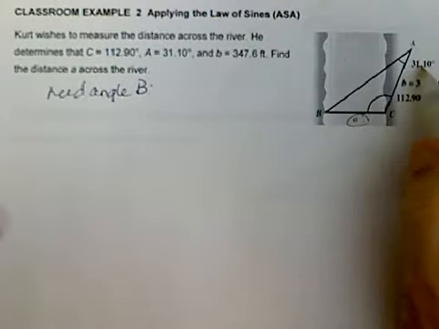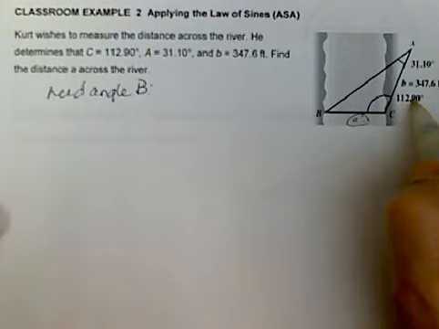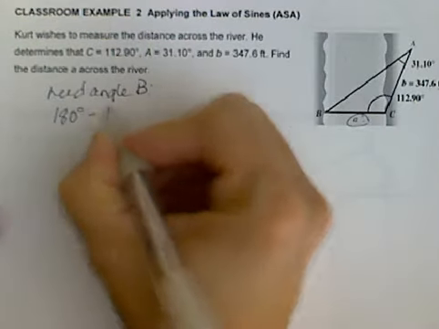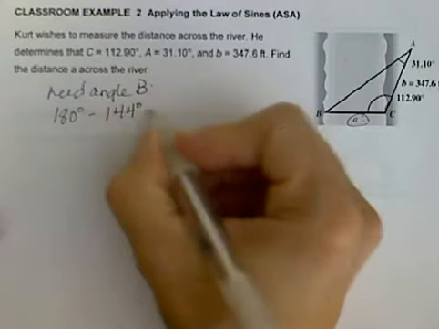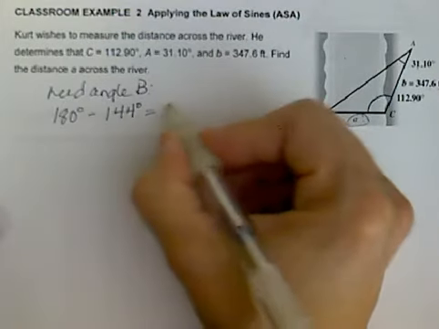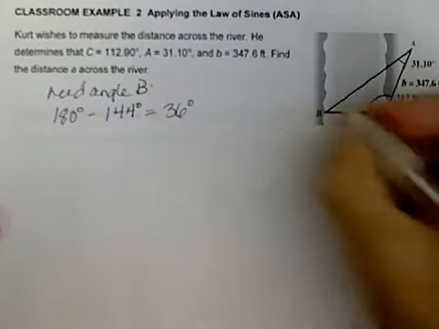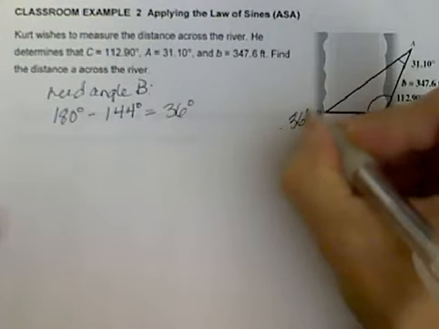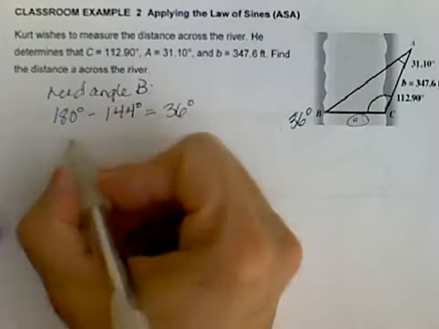We can get angle B just by adding up our other two angles and subtracting that from 180. If we add up our other two angles, that gives us 144 degrees. So if we subtract that from 180, we get 36 degrees for B. Now we can set up our law of sines.